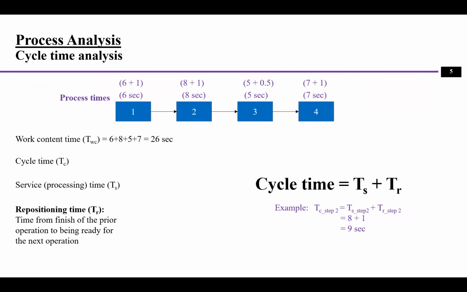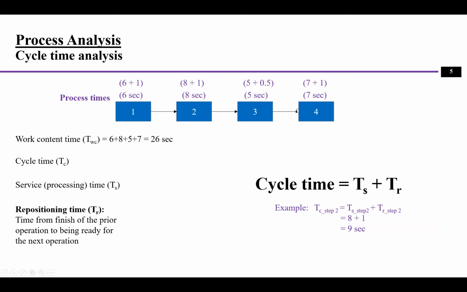Suppose we are making a paper airplane. We have 4 steps, and in order to make one paper airplane, you have to go through all these 4 steps. Otherwise, you cannot make a complete product. So this is the work content time. Now let's look at the cycle time. What is cycle time? Remember, cycle time is how often you can make one product. So be clear about this. How often can you make this product?